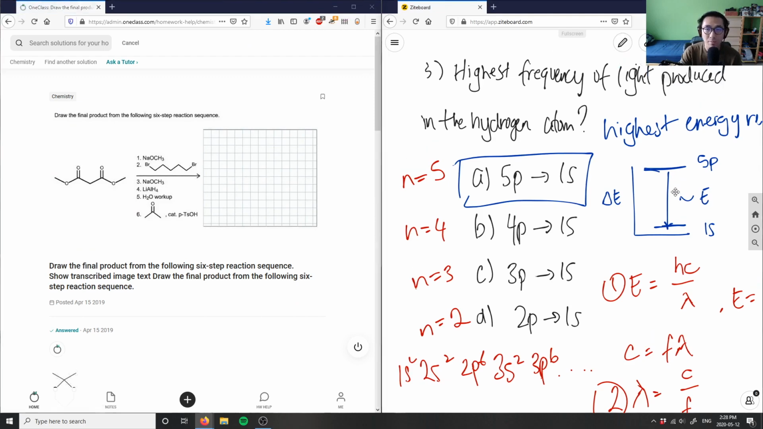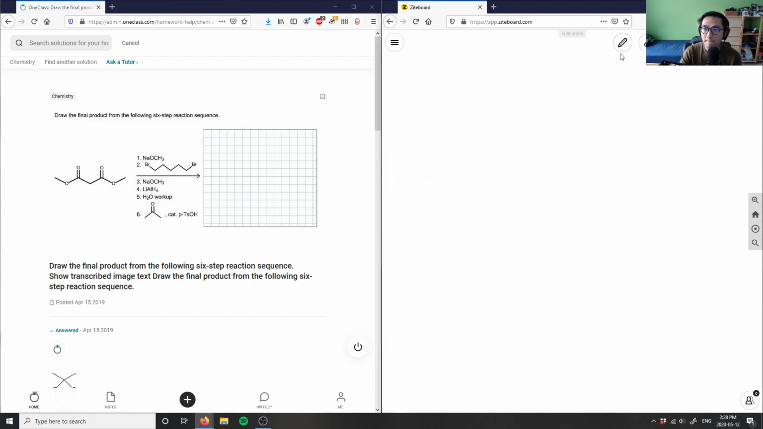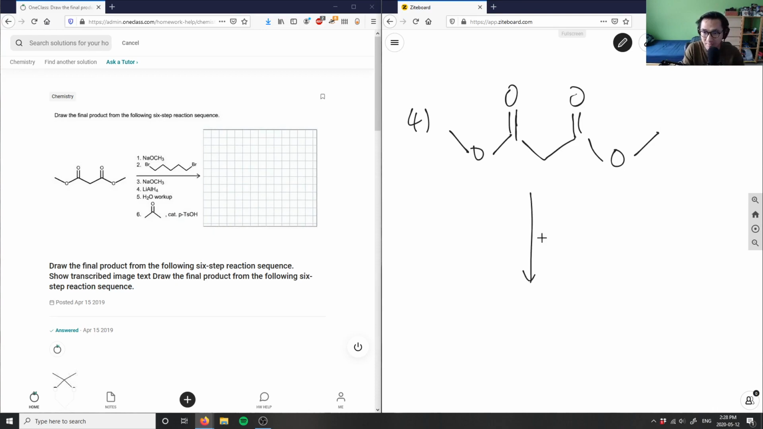Okay, let's look at number 4. Number 4 is asking us to draw the final product from the following 6-step reaction sequence. So, a very, very long question here. This is an organic chemistry problem, so let me just draw the structure here. And then I have basically 6 steps, so quite a bit.